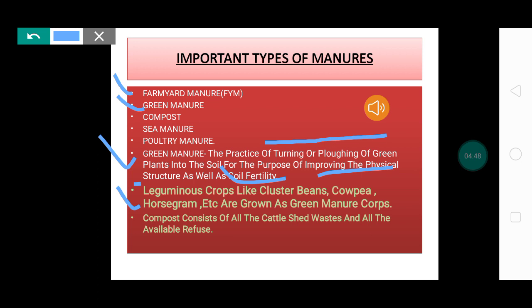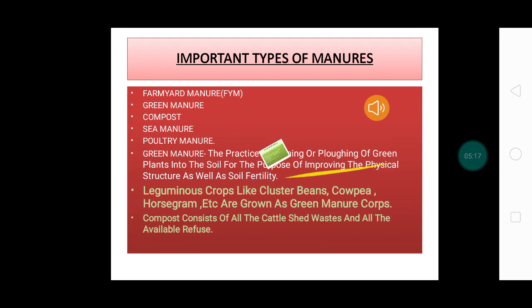Okay, next one is compost. Now what is compost? It consists of cattle shed waste and all the available refuse, all mixed properly together and then used as manure after decomposing or decaying. This is what compost is. Next is sea manure, then poultry manure is also there. So these are different types of manures.